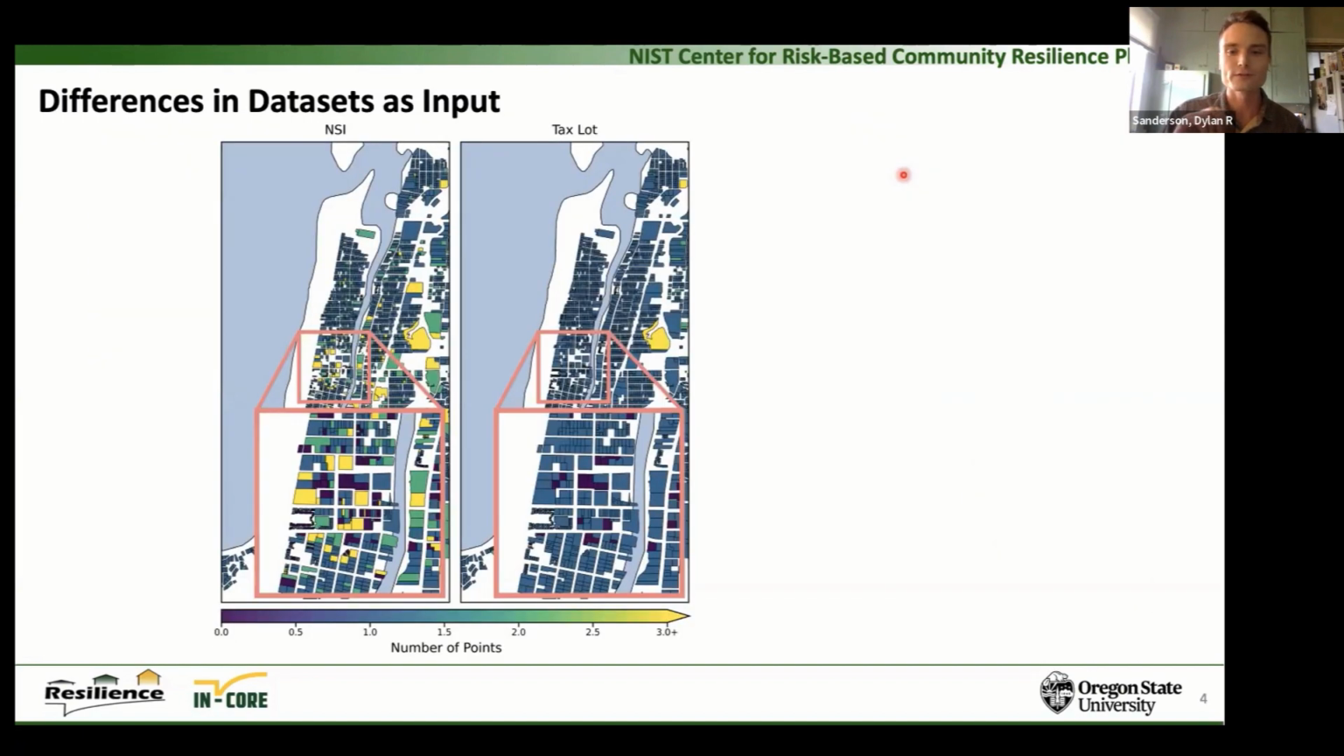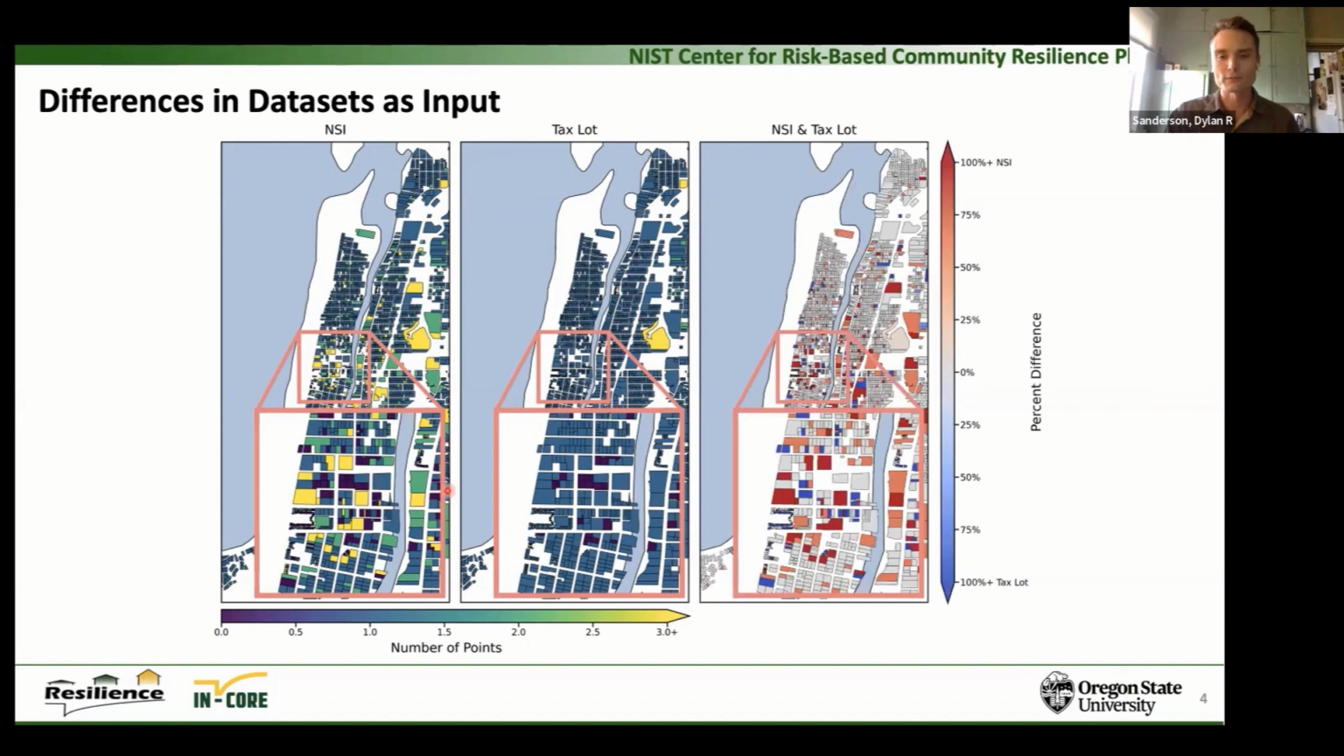So the first quick snapshot is looking at the input side of things. I wanted to first look at the number of points. This left-hand plot shows the NSI data, and the right-hand plot shows the tax lot data. And each polygon here is color-coded according to the number of points that are in that polygon, purple being 0 points, and yellow being more than 3 points. You can see how these two differ at this parcel level.